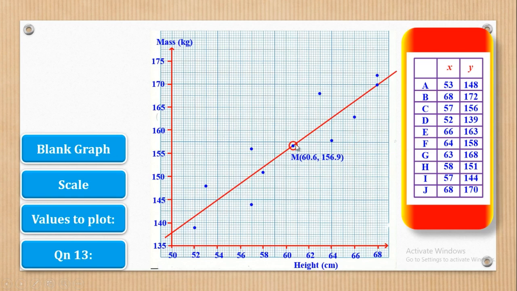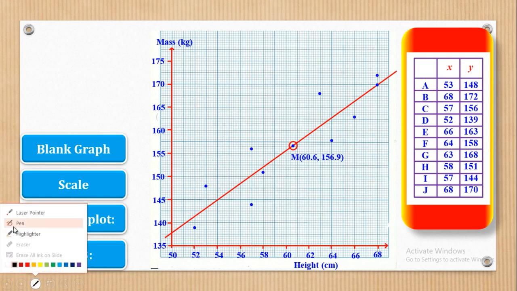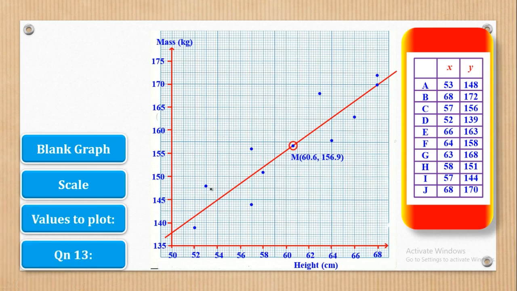Now I think I can say that it has passed through the mean point and 1 point, but it must leave equal or almost equal points on either side. So let's see. For this side, it has left 1, 2, 3, and 4 points. What about this side? There is 1, 2, 3, 4, 5. Now these are almost equal because the difference is 1: 5 minus 4 is 1. So that means our line of best fit is okay.